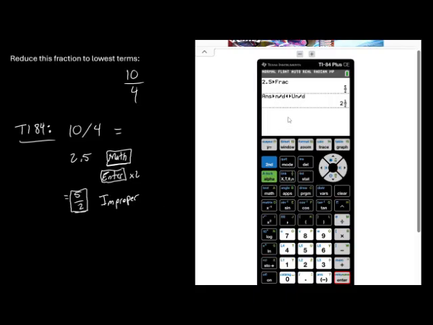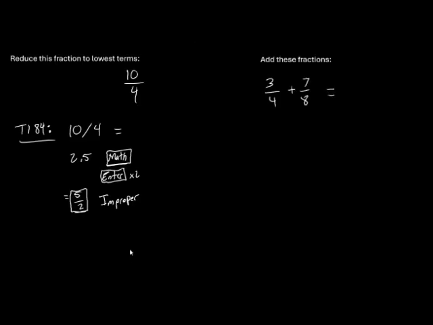So once again, to get here, we said math, then num, then option A. Notice we still got 2 1/2 for our mixed number. It's the same answer, but takes a lot more button presses than the other calculators.